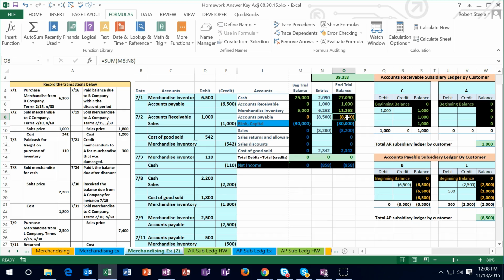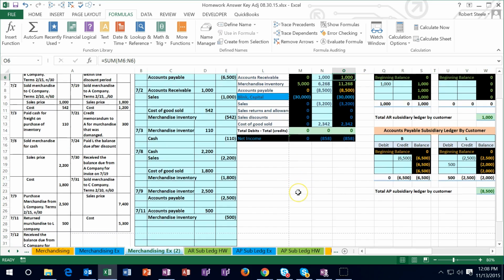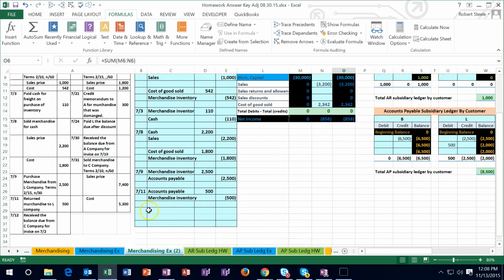So we need to know that because we need to know who we owe the money to, obviously, and we know who owes us money so we can collect and pay as needed. All right, so now we're going to go down to B29 where we have 712, and we received the balance due from C company for invoice on 7/2. So C company now paid us.